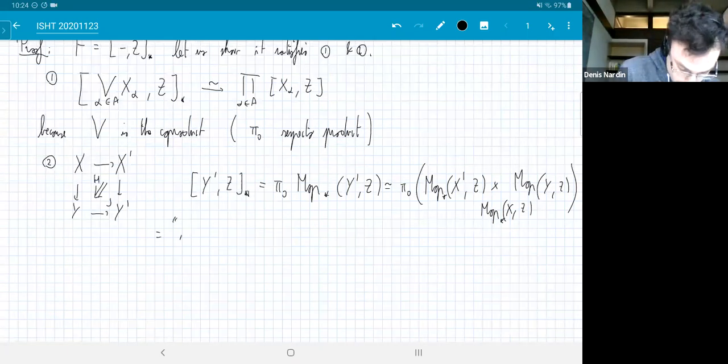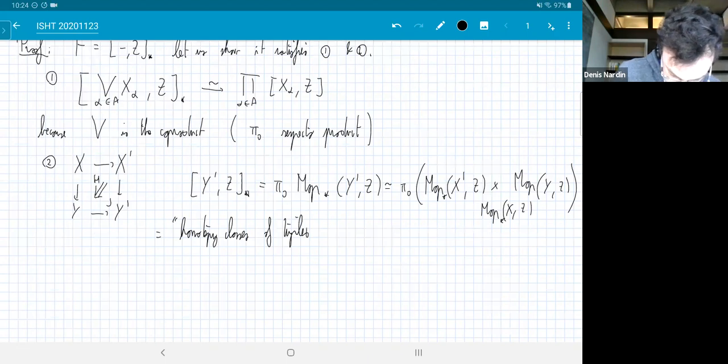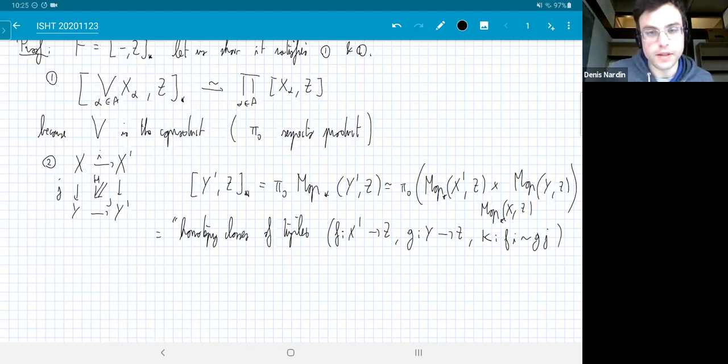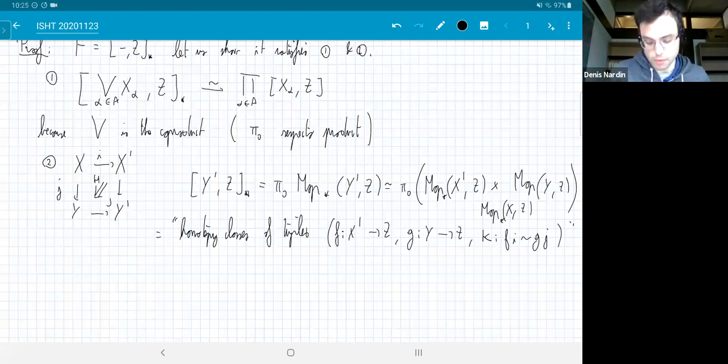It's, if you want, homotopy classes of triples with a map F from X prime to Z, G from Y to Z, and a homotopy K from F i to G j. Let me call these maps I and J. We discussed these kinds of things last semester, but do interrupt me if you weren't here last semester or if you are confused about what I'm saying. A homotopy pullback is given by a point here, and a path here connecting the images.